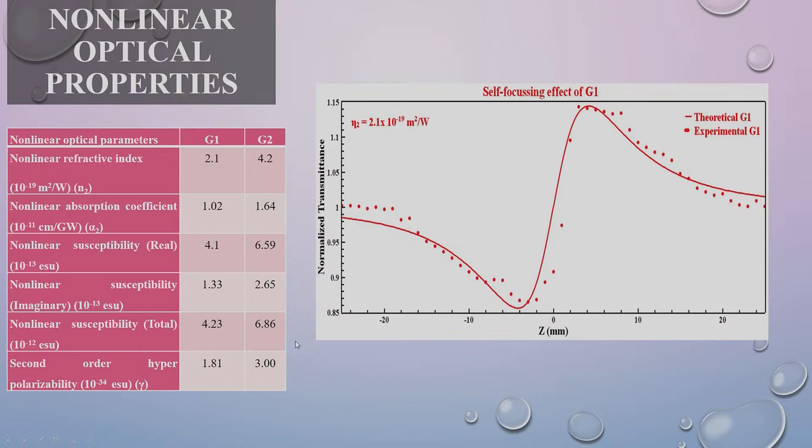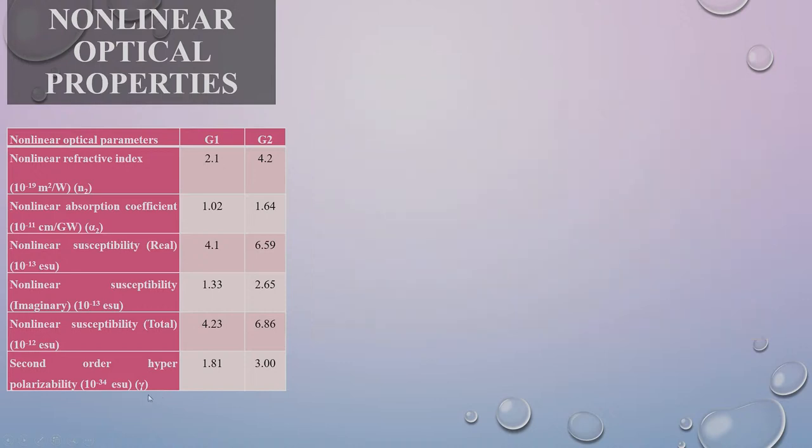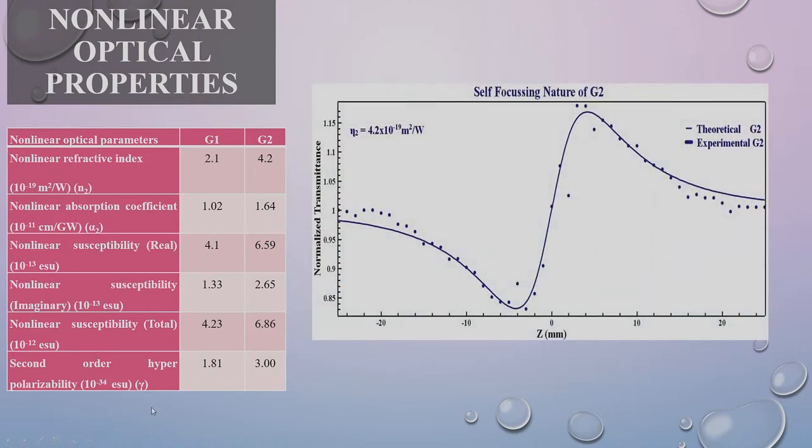Coming to this, what we see here is that the nonlinear refractive index, as you said, is found to be higher for G2 glass, and the nonlinear absorption coefficient was also found to be higher. I have also measured the second order hyperpolarizability of the glasses, which also shows that G2 is higher. So it correlates very well, and the takeaway message from these glasses is that as the size of the particle decreases, the nonlinear optical property is enhanced.